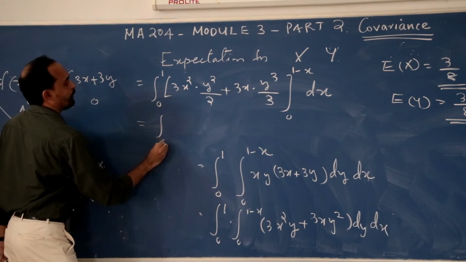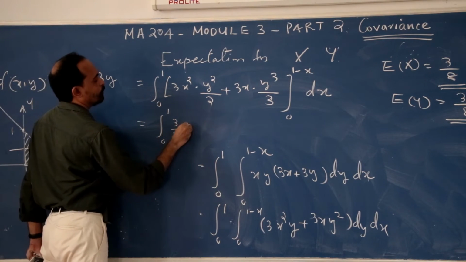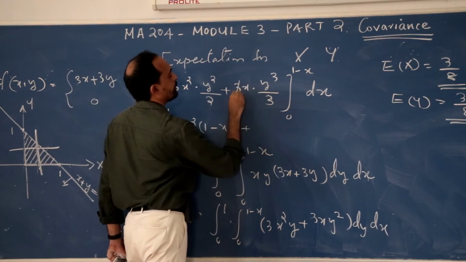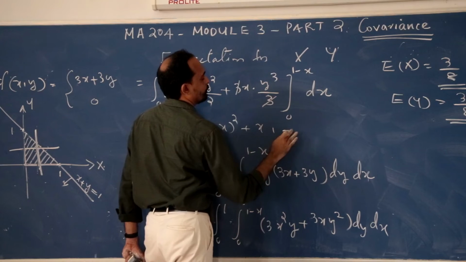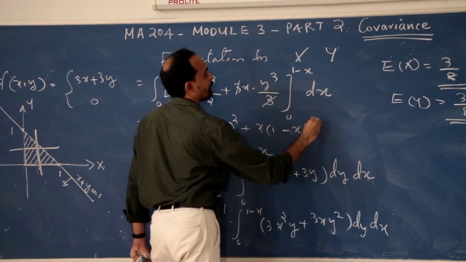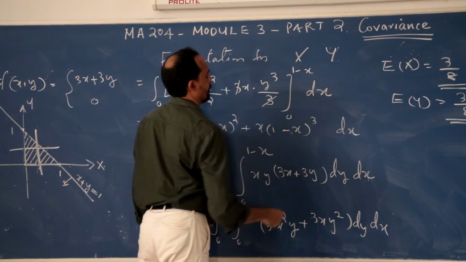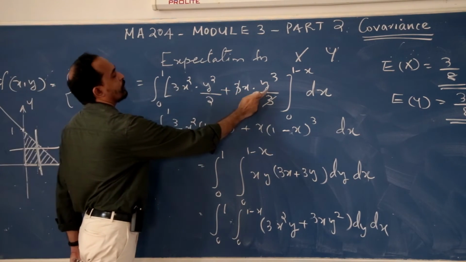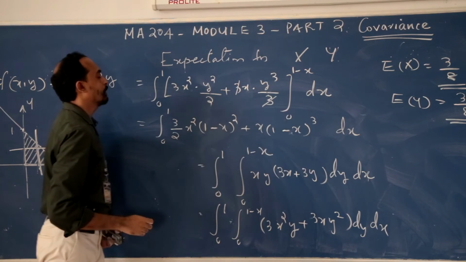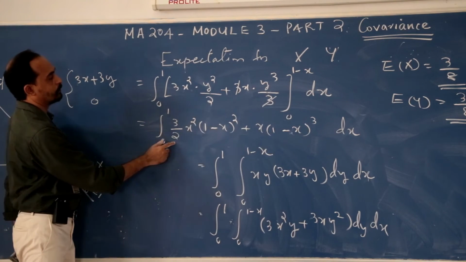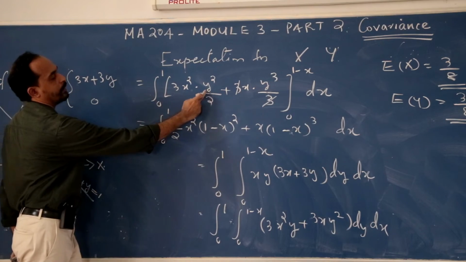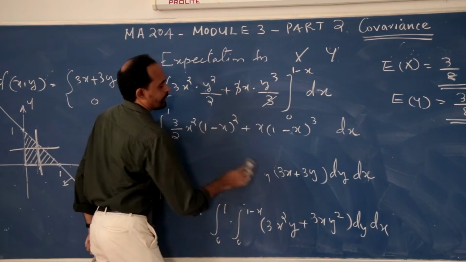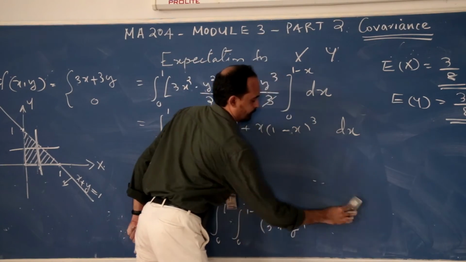So integral 0 to 1, upper limit 3 by 2 x square into (1 minus x) the whole square plus, 3 cancels, x into (1 minus x) the whole cube dx. Lower limit is 0 because 0 into 3, 0 into this quantity is 0, 0 into x is 0, therefore lower limit is 0, upper limit minus lower limit. So 3 by 2 into x square into (1 minus x) the whole square plus x into (1 minus x) the whole cube. Integration is with respect to x.